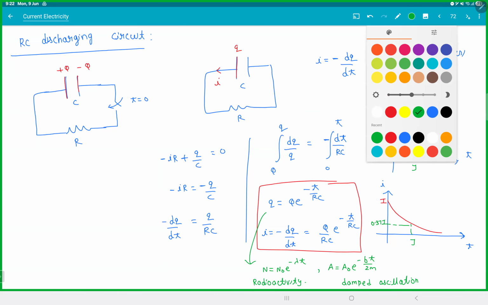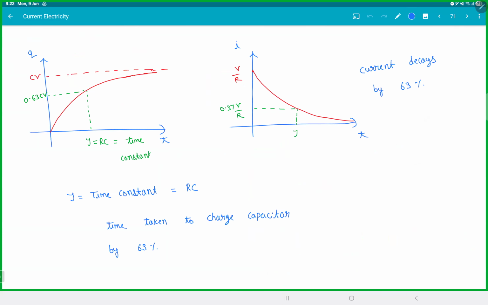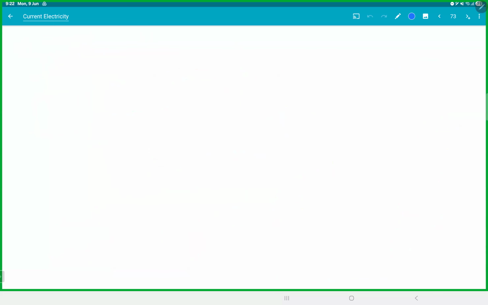Next thing. So the main thing, you should know the process, charging and discharging. This is R, this is V, this is C. This is minus 2 CV and this is plus 2 CV.